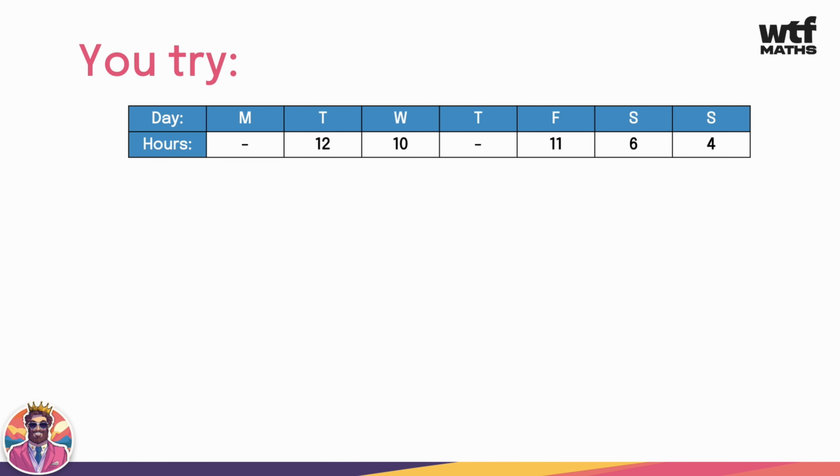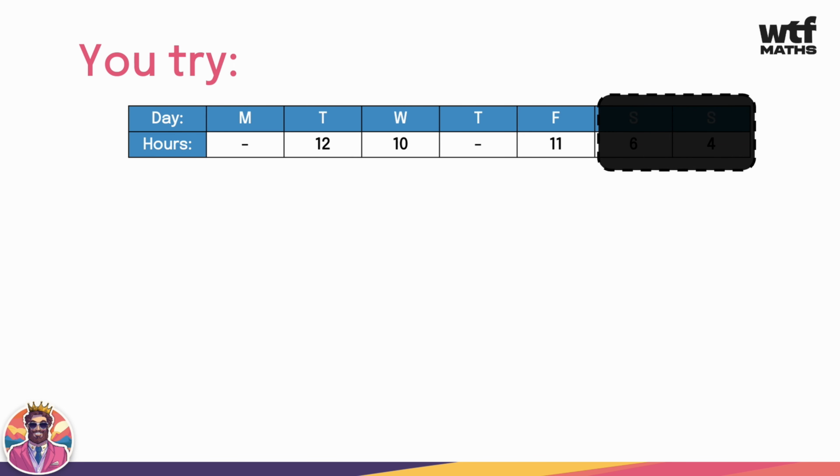Okie dokie, let's go through the answers. Now, the first thing I want to do is work out just my regular hours. So just for my mind, I'm just going to ignore the weekends for now, and we're just going to focus on the weekdays. So for the regular hours, we need to remember that if 8 hours is a regular working day, Sally has worked overtime on Tuesday, Wednesday, and Friday.